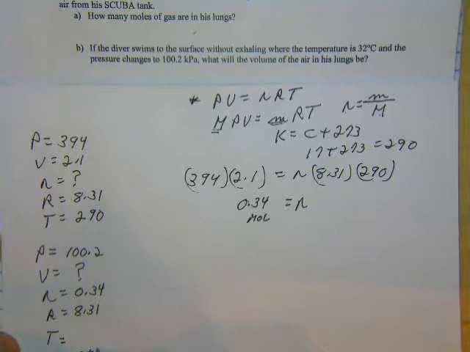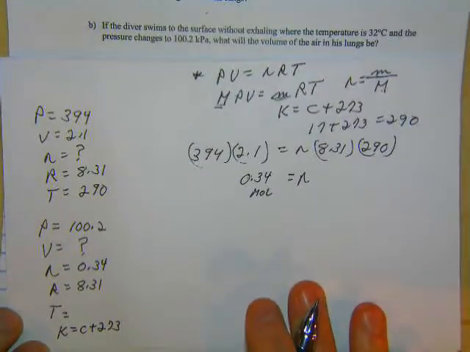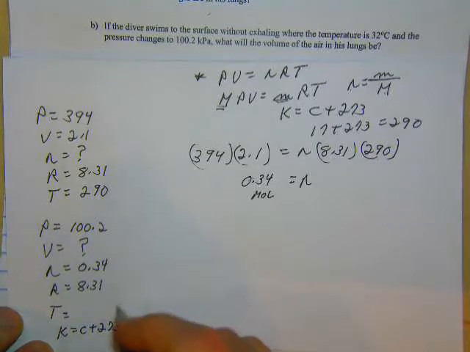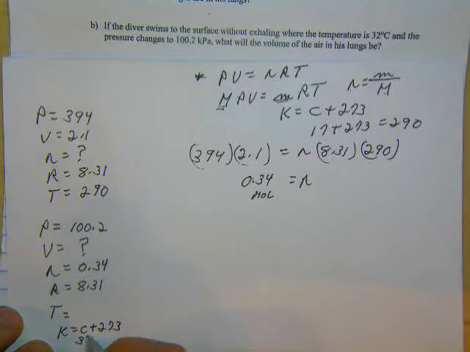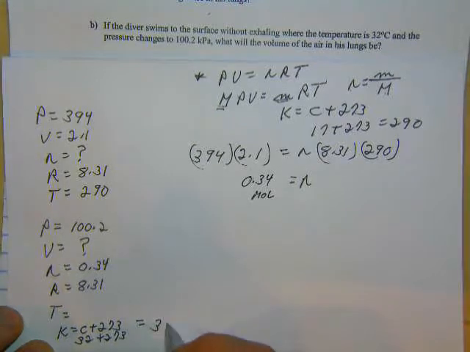And temperature in Kelvin equals C plus 273. So we said C was 32 plus 273, so that should come out to be 305.